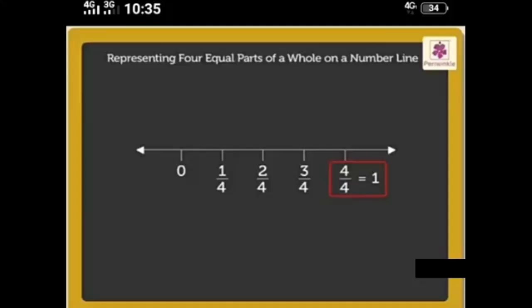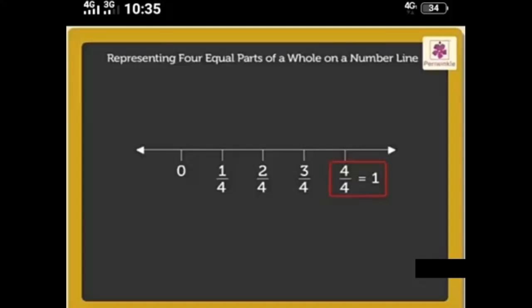What is the fraction of 0 to 1? How many equal parts are there? 4 equal parts. So, the denominator is 4. From 0 to 1, how many portions? 1 equal piece. That's why that fraction is represented as 1 by 4.